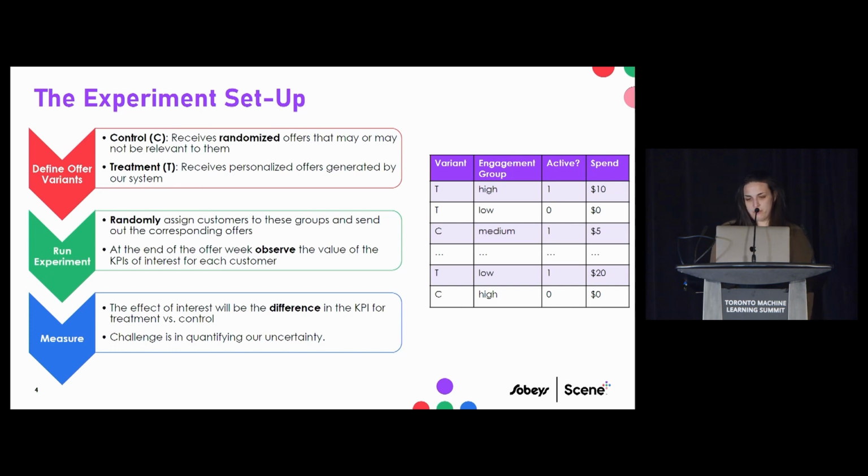Now, our control group receives random offers. So for instance, this could result in customers getting offers that aren't relevant to them or that even annoy them. Like, for instance, a vegetarian getting an offer for a meat product.